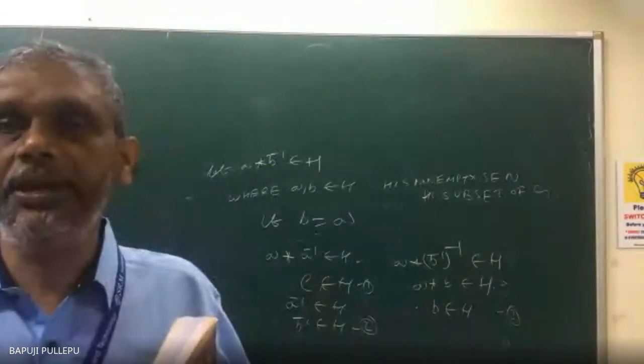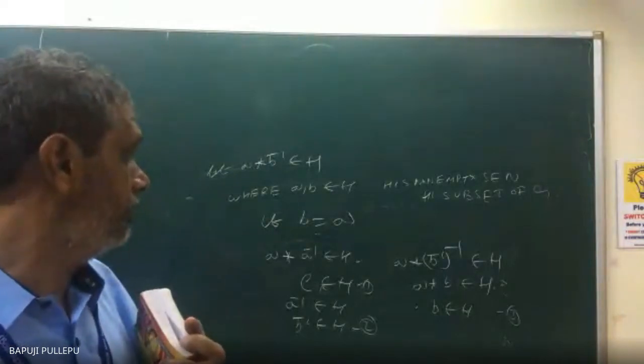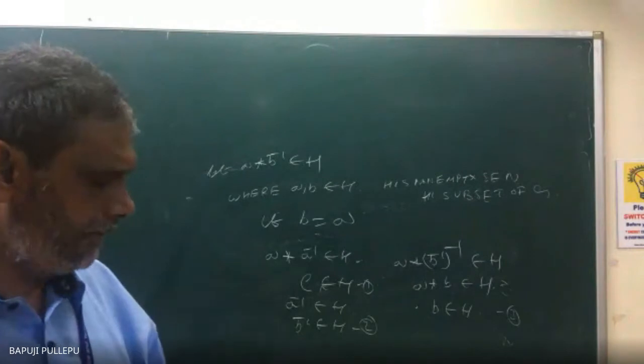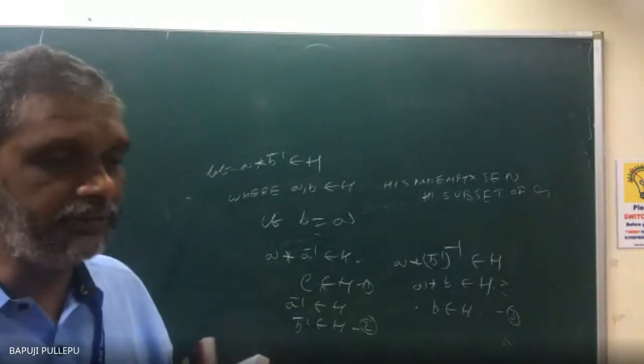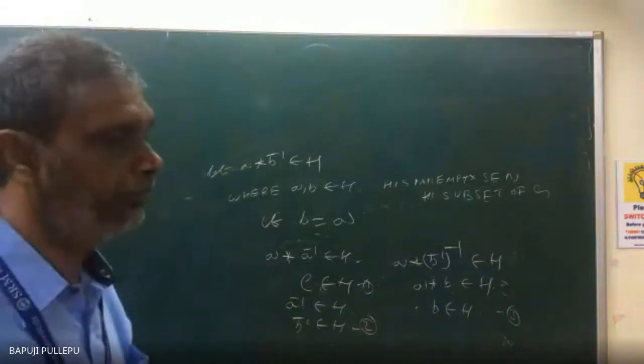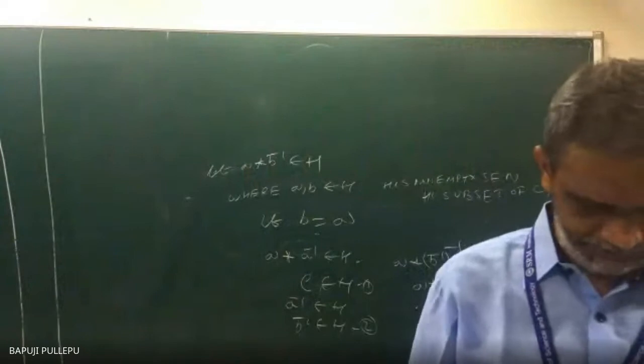So subgroup means closure property. Then E belongs to H, that E should be the identity of G star. Then our property is: if A belongs to H, then A inverse also belongs to H, I want to prove that. So the three properties are proved, which means H is a subgroup, we can tell.